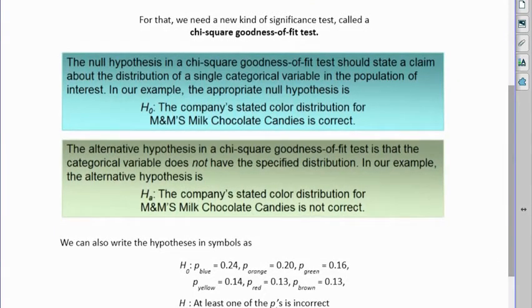So today we're working on the chi-squared goodness of fit test. If you were writing a chi-squared null hypothesis for the goodness of fit, you would be talking about the proportions for your categories. And so in our situation, the company's stated color distribution for M&M's milk chocolate candies is correct.